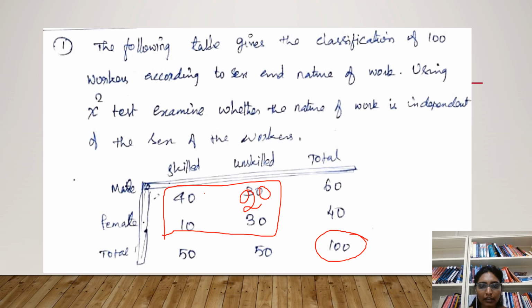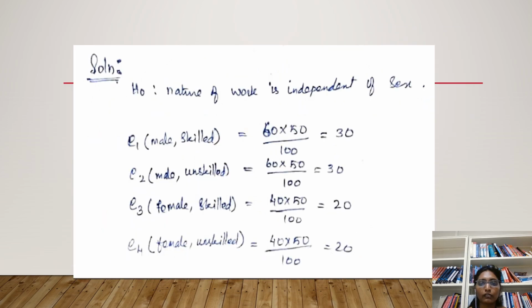So for this observed value, the corresponding row total is 60 and the corresponding column total is 50, dividing by the grand total, that is 60 into 50 dividing by 100. That gives the expected value for this observed value. Likewise, you have to find for this: the corresponding row is 60 and the column is 50. So 60 into 50 dividing by 100. Likewise, you have to find the expected for this. So now we have found this.